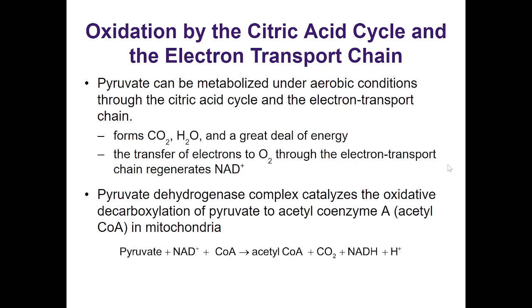Okay, so the oxidation by the citric acid cycle and the electron transport chain: the pyruvate can be metabolized under aerobic conditions. Everybody's comfortable with aerobic and anaerobic? Okay, fantastic. Through the citric acid cycle and the electron transport chain.